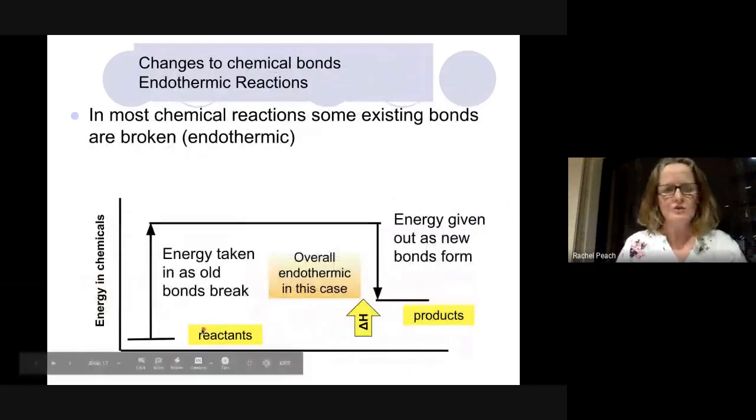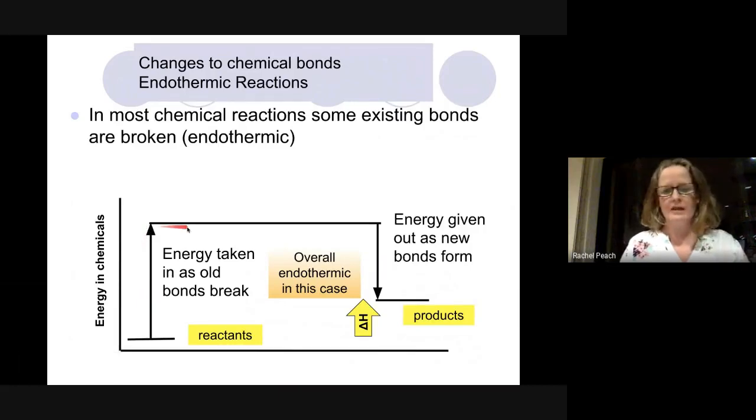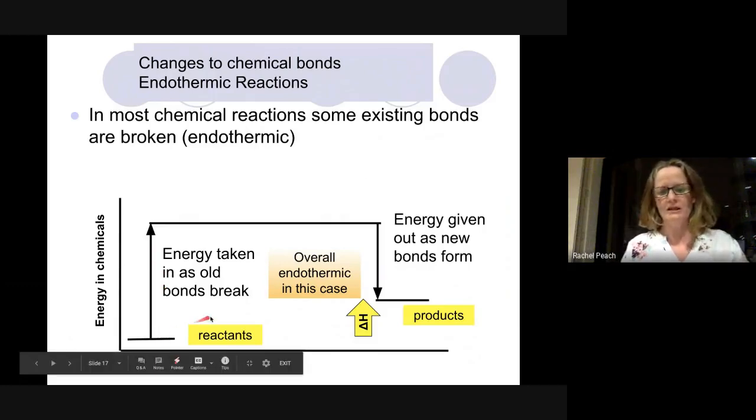So in an endothermic reaction, where the reactants have less energy than the products, you break the old bonds, and then you make new bonds, but you give out less energy than you had to put in. So overall, the energy in the chemical goes up.